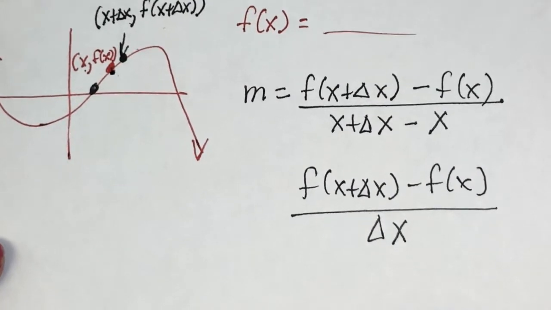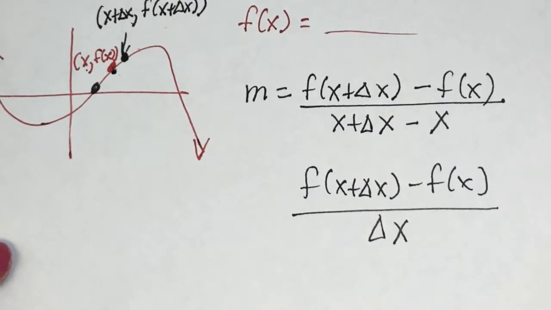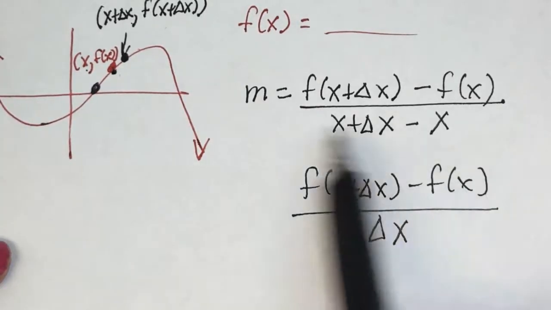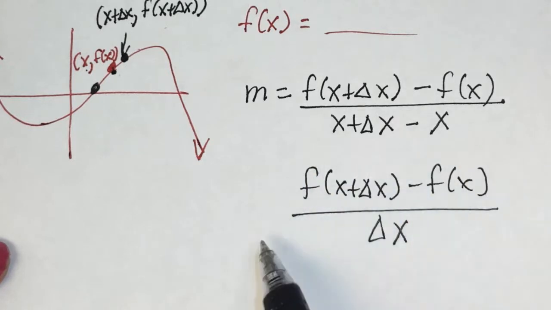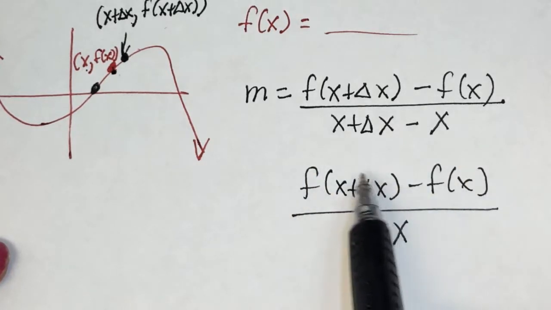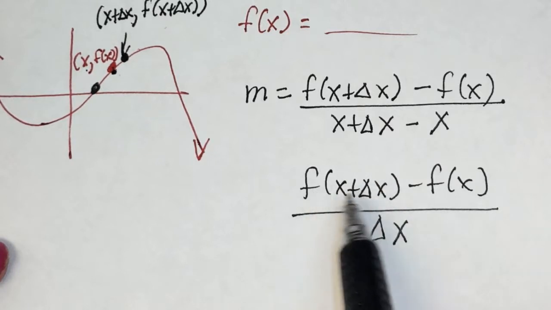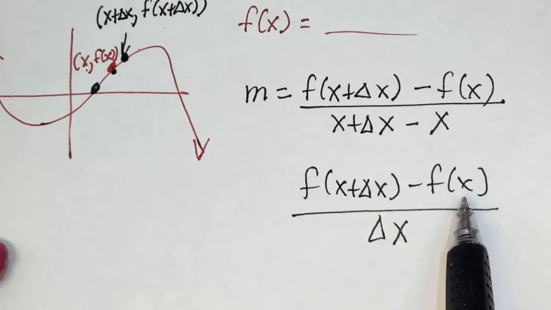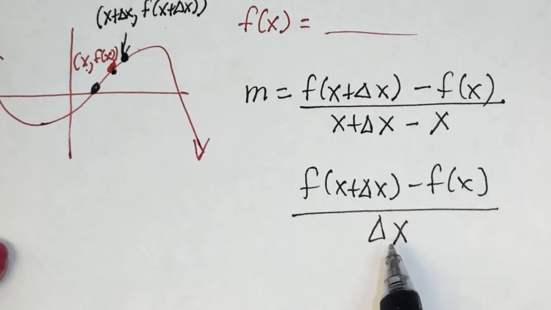But would I be allowed to say delta x is equal to 0? I'll tell you the answer to that. We're not. Why can I not say that delta x equals 0? What would happen to my formula? Well, if I put in 0 for delta x, what would this now turn into? Just f of x minus f of x. What is that? On the bottom, what would I have? What do I have to do?